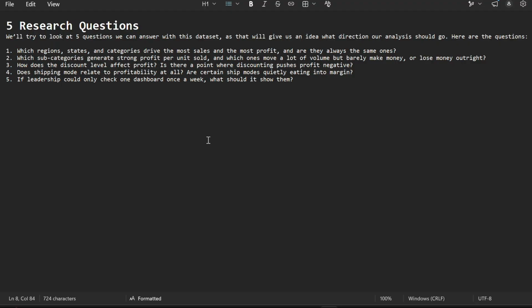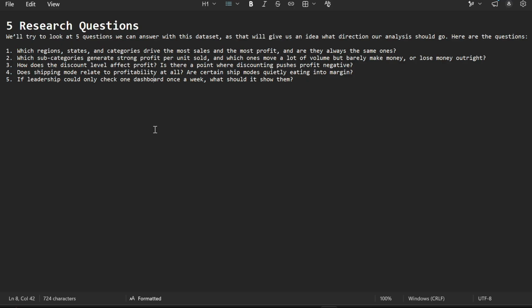The third is: how does the discount level affect profits? Is there a point where discounting pushes profits negative? The fourth is: does the shipping mode relate to profitability at all? Are there certain ship modes that are quietly eating into margin? And the last is: if leadership could only check one dashboard once a week, what would it show them? So these are the five research questions that we are going to try to answer through this project.